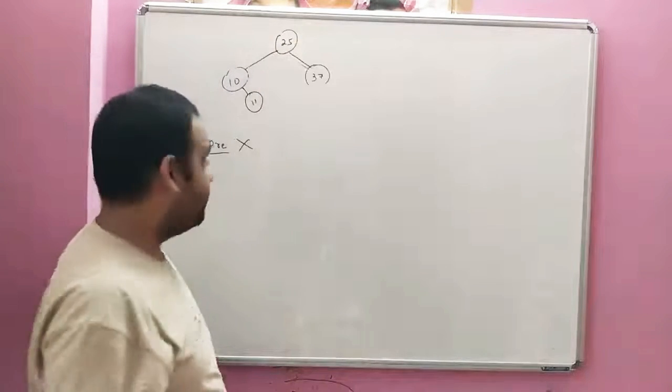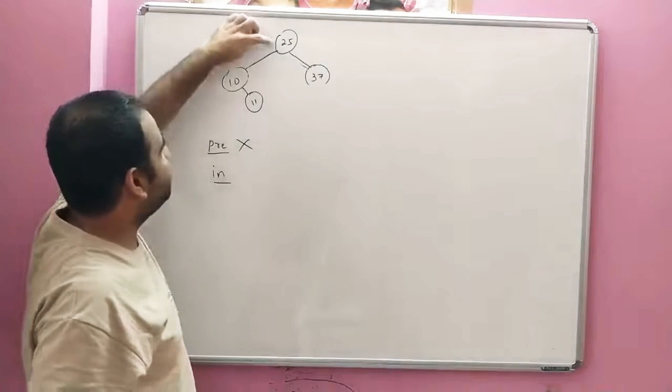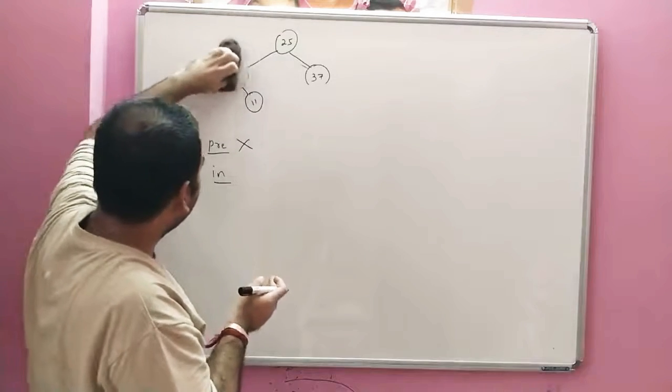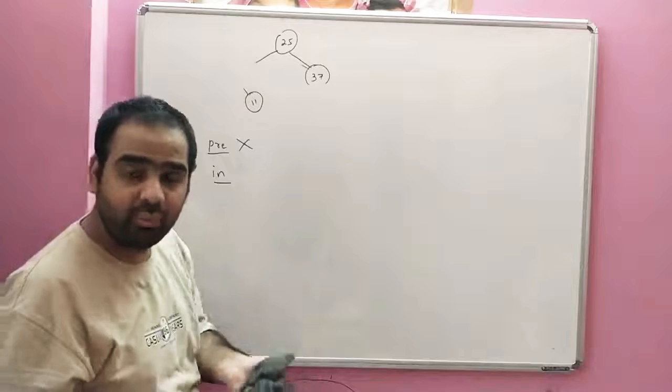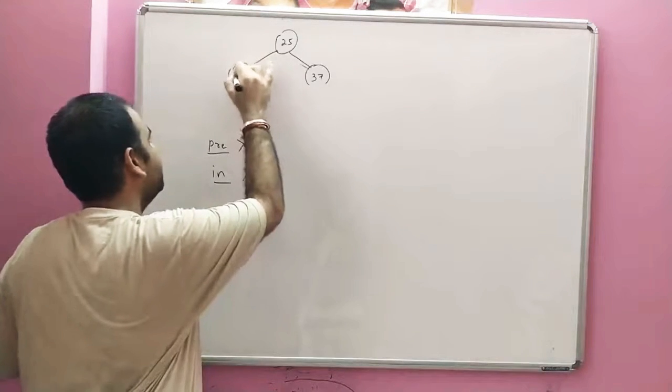Right. Now next the question comes, can I use the in-order traversal of the tree? In-order traversal means what? First you go to 10. Now if I delete 10, can I go to 11 over here? No, because it is lost. The link is lost. Therefore, you cannot use in-order traversal over here.